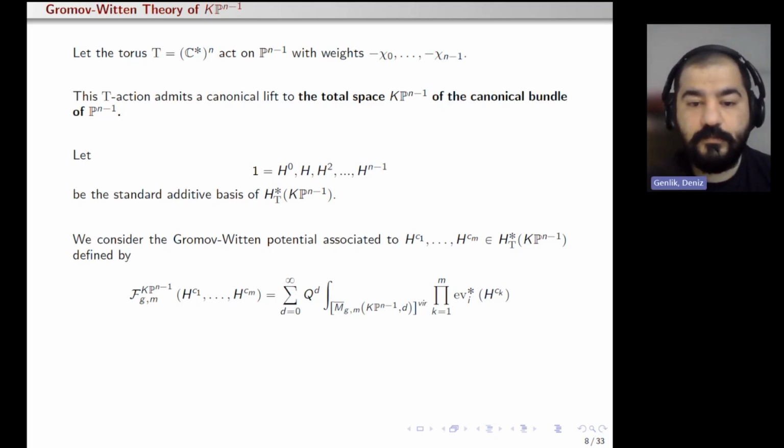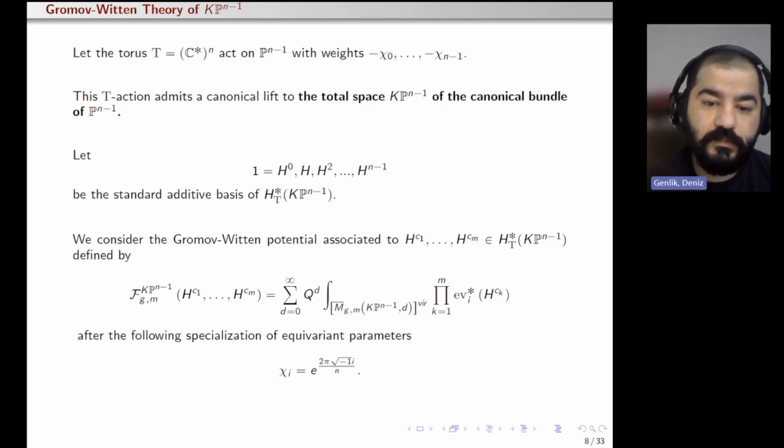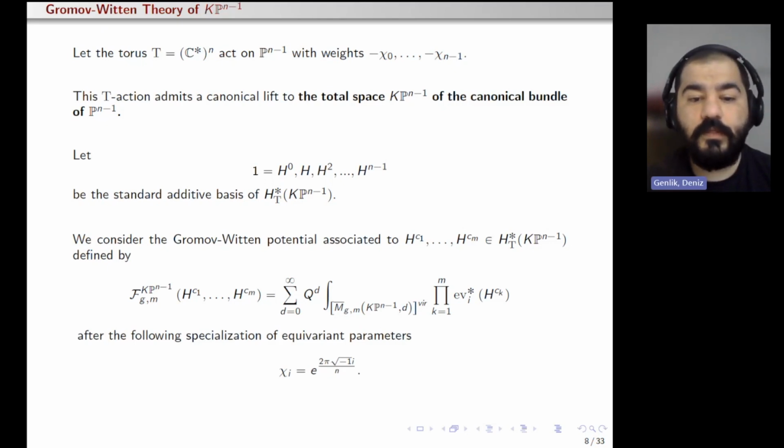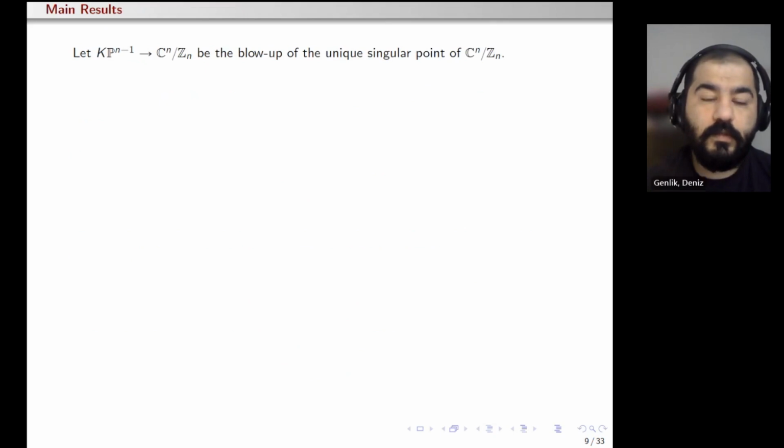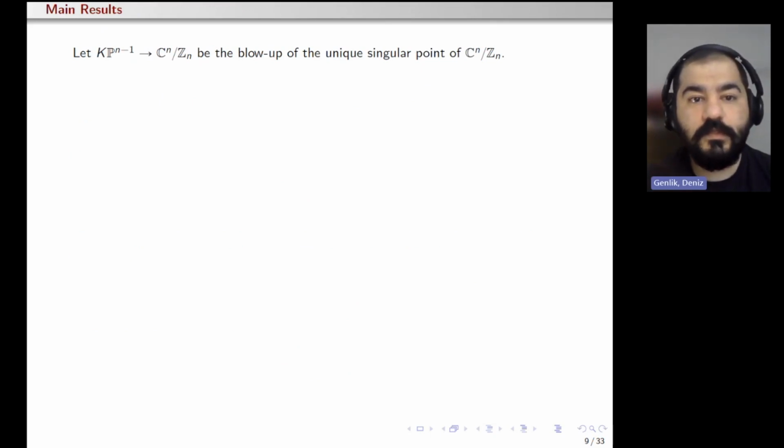So it is again a generating series for Gromov-Witten invariants of this K_{P^{n-1}}, and we consider these invariants after again a specialization of equivariant parameters. So this is our setup for the second paper, and what we proved is a crepant resolution conjecture. Let me briefly tell what it is. If you blow up the unique singular point of the variety C^n/Z_n, you obtain K_{P^{n-1}}, and this is known to be a crepant resolution.